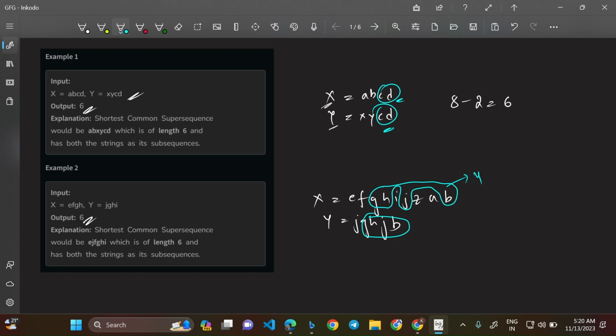So EFGH, 4, 4, 9. So the length of the x string is 9, and the length of the y string is 5, and you'll be subtracting 4 from it. So in that case, 9 plus 5 is 14, minus 4, that is 10. So your output will be 10. All right.